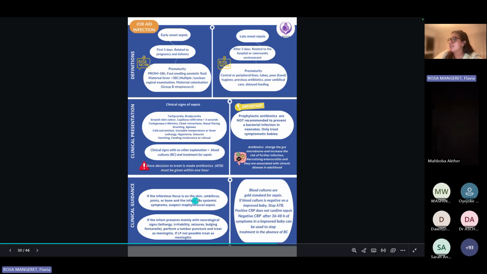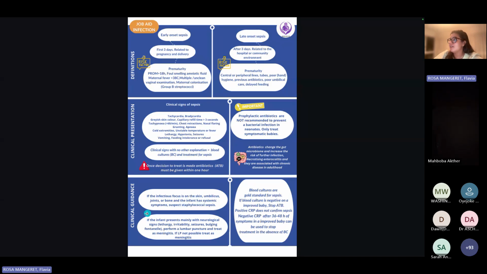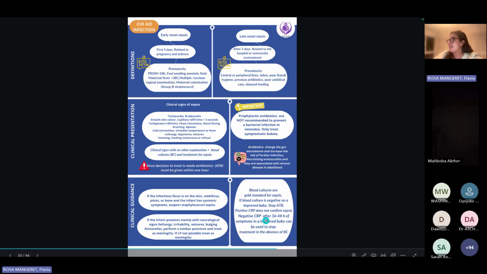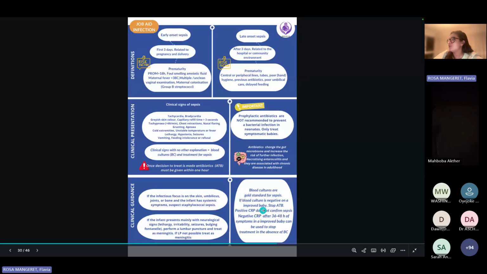So, clinical guidance. If the infection focuses on the skin, umbilicus, joints, or bone, and the infant has systemic symptoms, always suspect Staphylococcus sepsis. If the infant presents mainly with neurological signs, lethargy, irritability, seizures, or a bulging fontanelle, perform a lumbar puncture and treat as meningitis. If LP is not possible, treat as meningitis. Again, blood cultures are the gold standard for sepsis. If blood culture is negative in an improved baby, stop antibiotics. A positive CRP does not confirm sepsis. A negative CRP after 36 to 48 hours of symptoms in an improved baby can be used to stop antibiotic treatment in the absence of blood cultures.